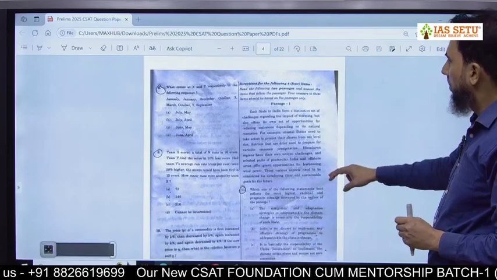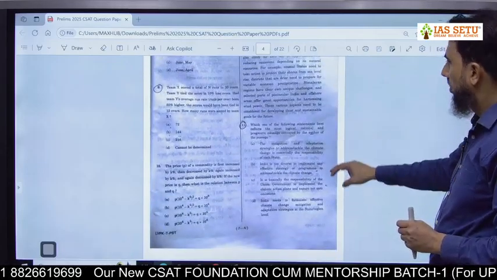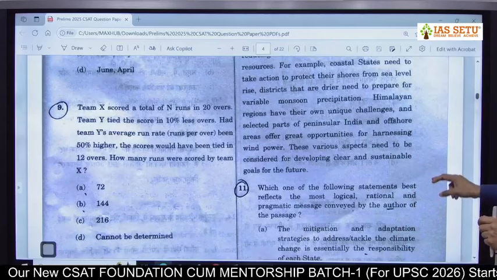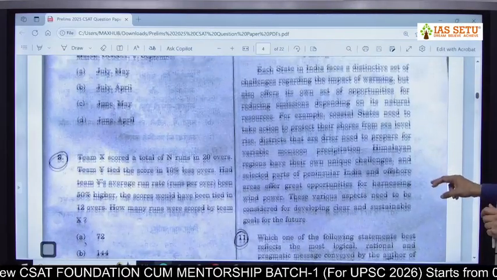Next passage. Again, a very small passage, two questions based on it.